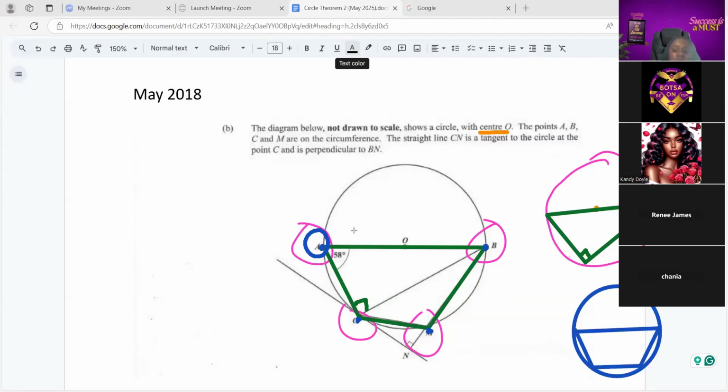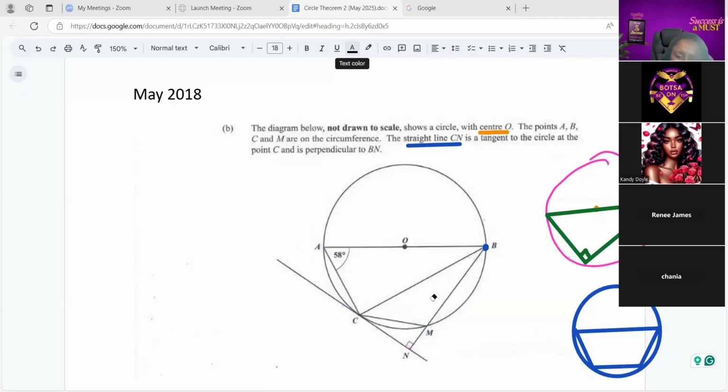So we will most likely have to use cyclic quadrilateral in the question. What else are they saying? They're saying that the straight line, where is CN? From here to here. Okay, actually the whole line, even though from C to M, but it's the whole line, is a tangent. So a tangent is any line drawn outside the circle, touching the circle at one point.